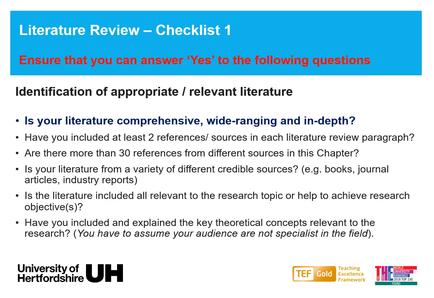Now, let's look into the literature review checklist against the marking criteria and the sections in the mark sheet. First is the identification of appropriate or relevant literature. You need to ensure you can answer yes to the following questions. Is your literature comprehensive, wide-ranging, and in-depth against the marking criteria? So, for example, have you included at least 2 references or sources in each paragraph? And are there in total more than 30 references from different sources in this chapter?